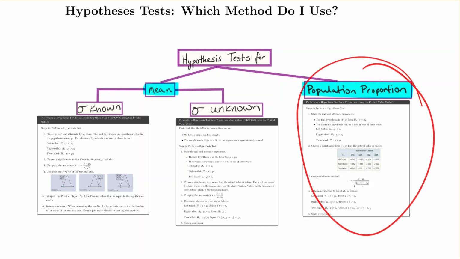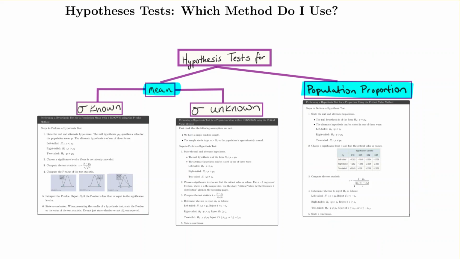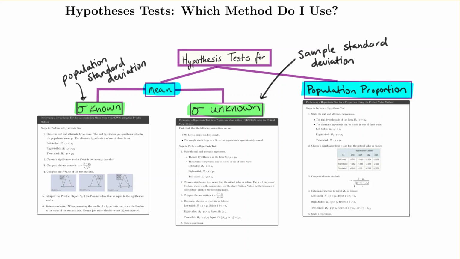Now, if you recognize the problem deals with the mean, you then have to further investigate. What do you then have to check? Once you know it's with the mean, you then need to figure out, do I know the population standard deviation, or is the population standard deviation unknown? So the difference here will be, in one case, we know the overall population standard deviation, and in the other case, we just know about the sample standard deviation.